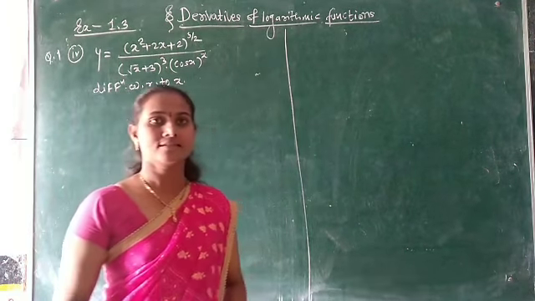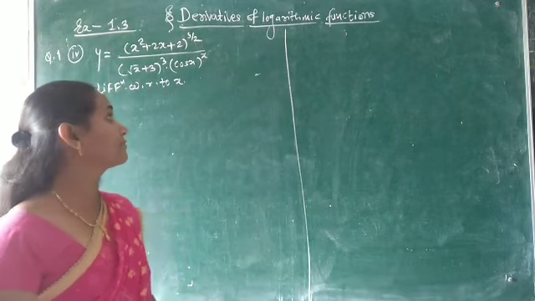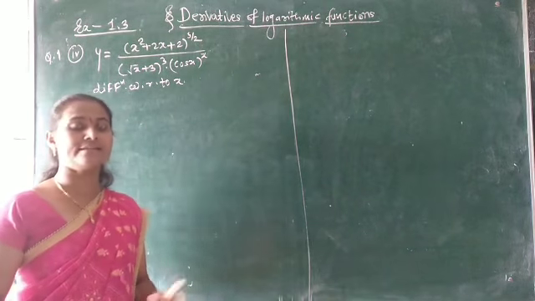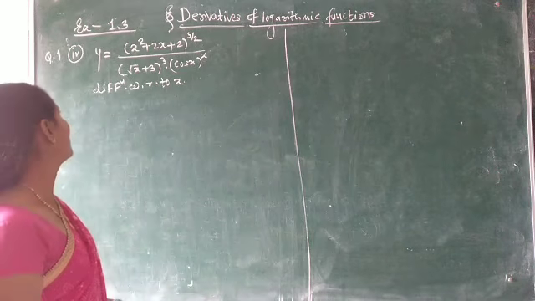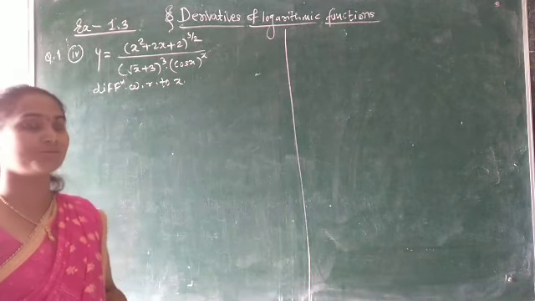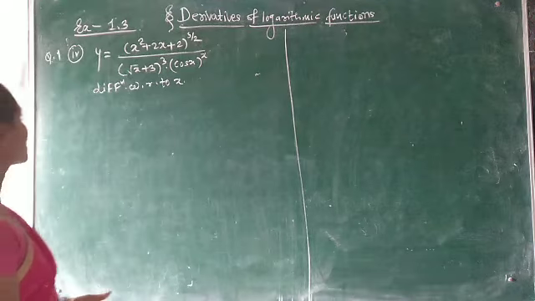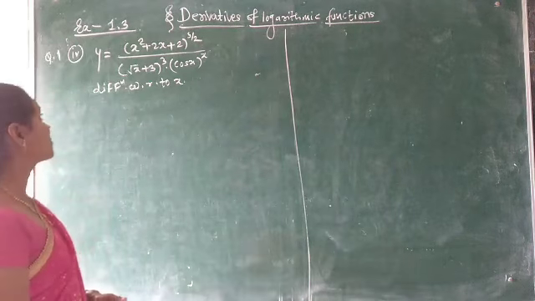Hi student, in the last lecture we started a new topic, derivatives of logarithmic functions, and in that lecture we saw exercise 1.3, questions 1 to 3. Now we start the next question, that is question number 4. What is question 4 here?